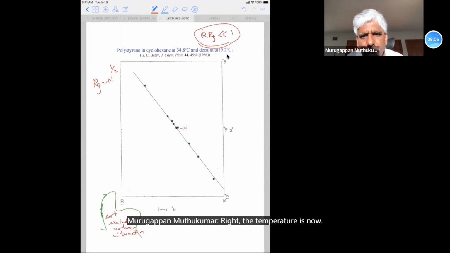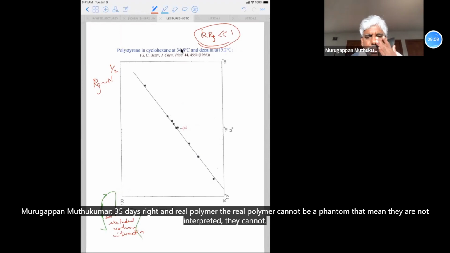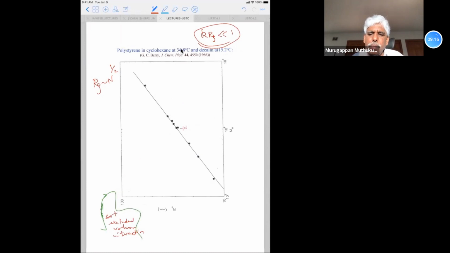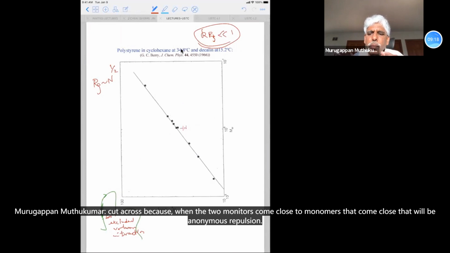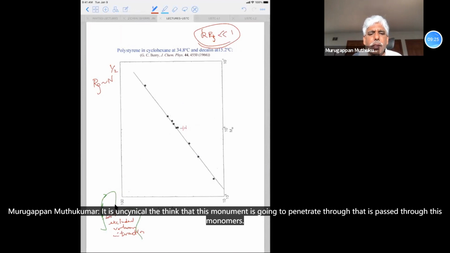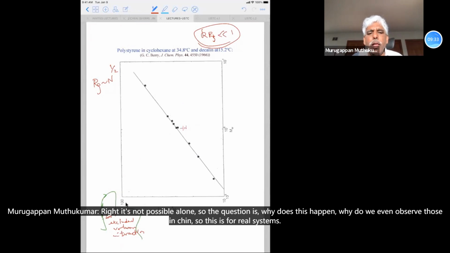in the real system. The temperature is now 35 degrees, and the real polymer cannot be a phantom. That means they do not interpenetrate, they cannot cut across, because when two monomers come close, there will be an enormous amount of repulsion. It is unphysical to think that this monomer is going to pass through this monomer. It's not possible at all. So the question is, why does this happen? Why do we even observe Gaussian chain statistics for real systems?